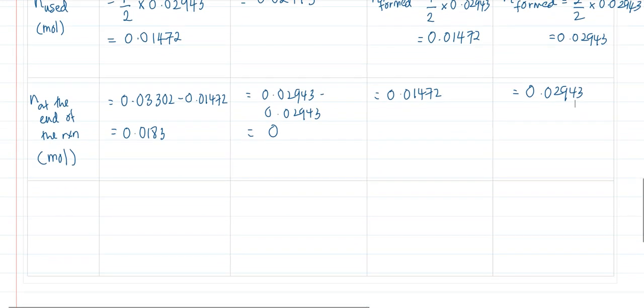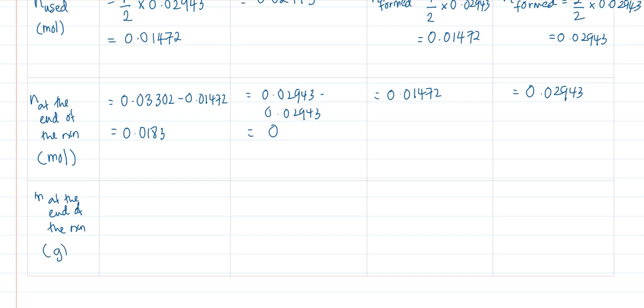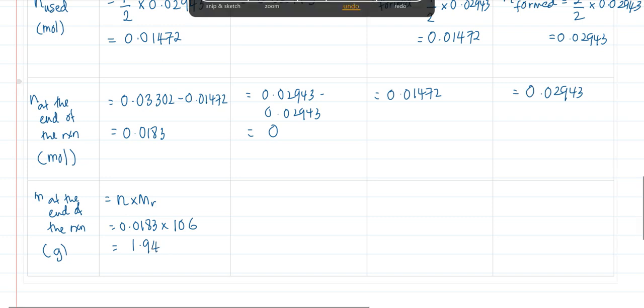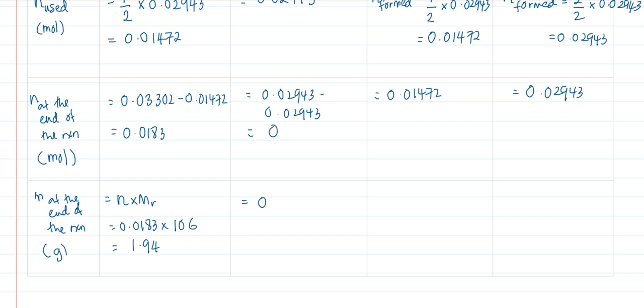So now we can change this number of moles to the mass in grams at the end of the reaction. That equals the number of moles multiplied by the MR. So 0.0183 multiplied by the MR of sodium carbonate, and the molar mass of sodium carbonate is 106, and we should be left with 1.94 grams of sodium carbonate, whereas this one is equal to zero because we have nothing left.